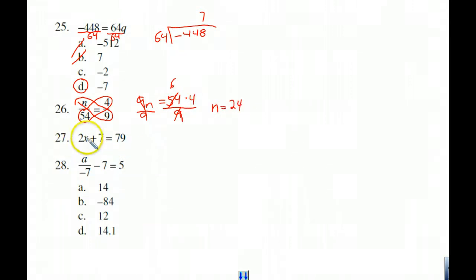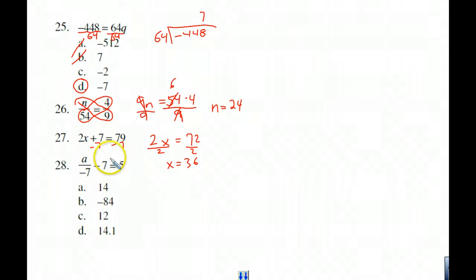Alright, number 27. Go ahead and solve this. Subtract 7 on both sides. We'll get 2x equals 79 minus 7, which is 72. Divide both sides by 2. 72 divided by 2 is 36.